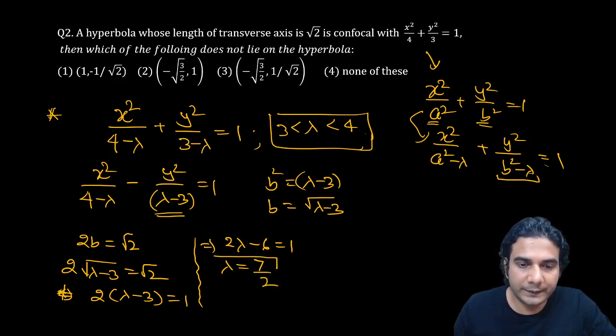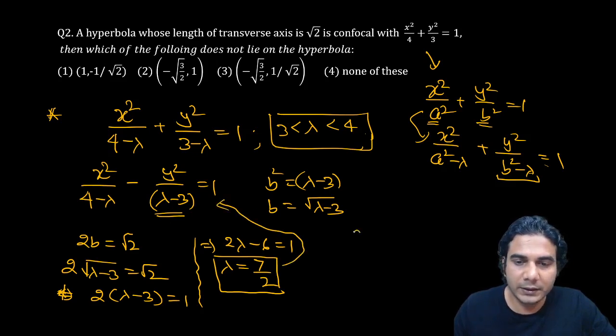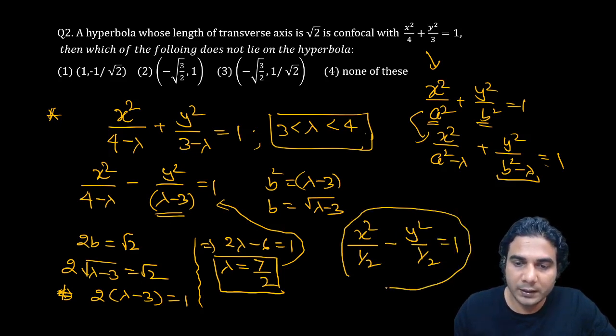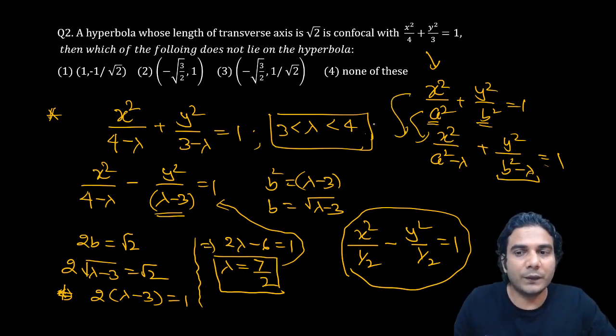If you put lambda equal to 7 by 2 in this equation, you'll get the equation of the hyperbola. It will be x square upon 4 minus 7 by 2, which is half, minus y square upon 7 by 2 minus 3, which is also half. So this is the equation. We have got the equation of the hyperbola without finding foci and all. You just need to know this relation for confocal curves.